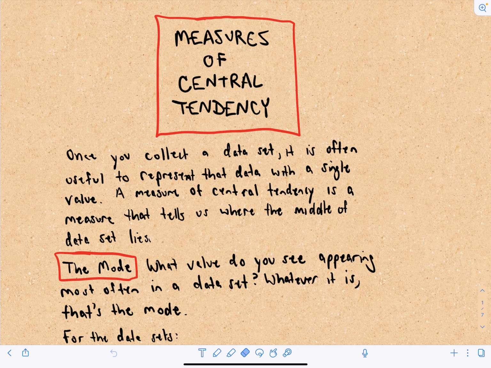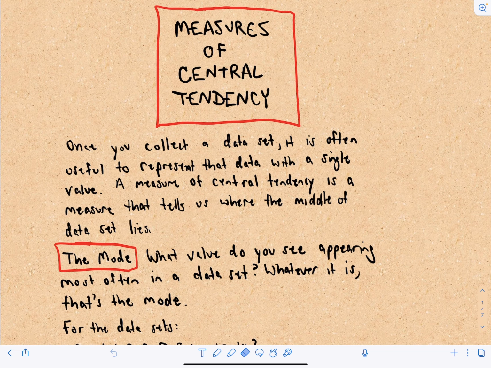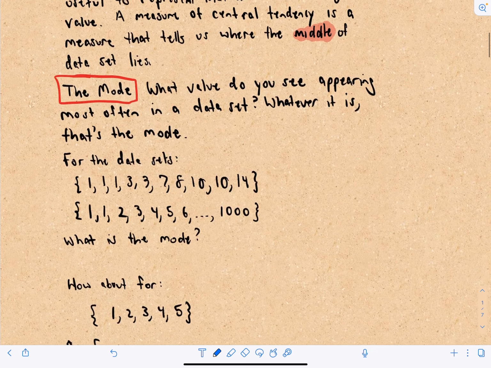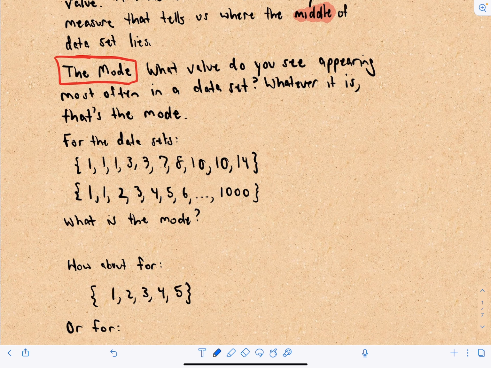So what does it mean when we talk about the middle of a data set? I think we have an intuitive idea, but there are a couple of different notions of what the middle means. The first one we'll talk about is the mode. For the mode, you can just think: what value do you see appearing most often in a data set? Whatever that value is, that's the mode.